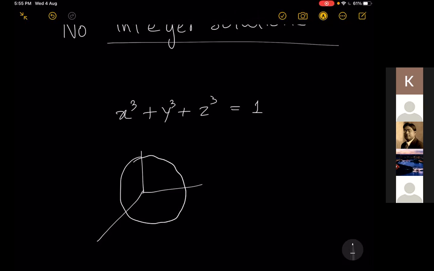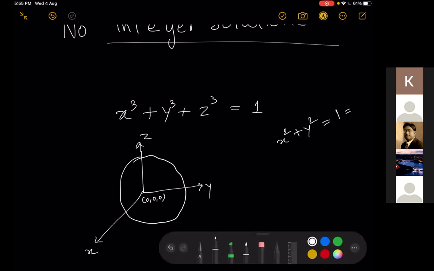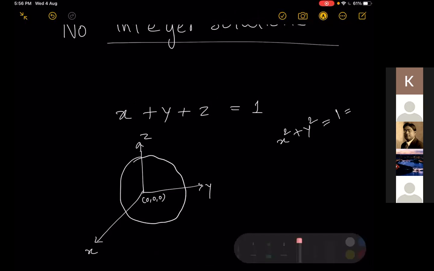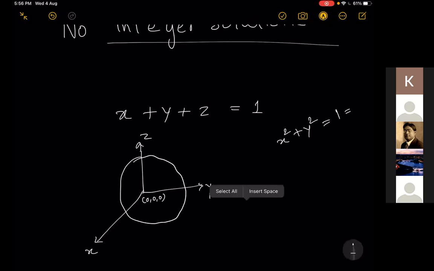This is with center 0 comma 0 comma 0. And x square plus y square equal to 1, this circle is with radius 1 with center 0 comma 0. This is not cube, this is square only, I made a mistake. This one is a sphere, and the other one is a 2D circle.